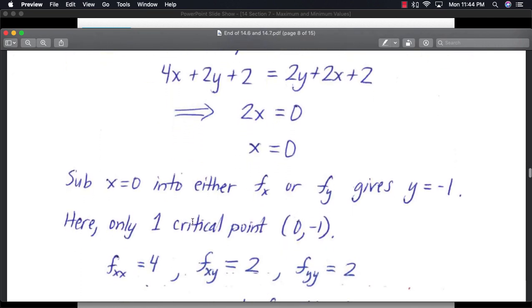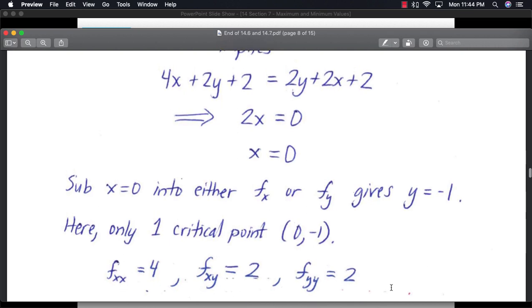Now, on top of having our critical point, we still need to have our double derivative values. In this particular case, this problem is a little bit different because once I take the second derivative of x or y or xy, notice this time we actually just get straight up numbers. I didn't even have to plug in the 0, -1. It just happened to give me numbers right away. And that happens sometimes.